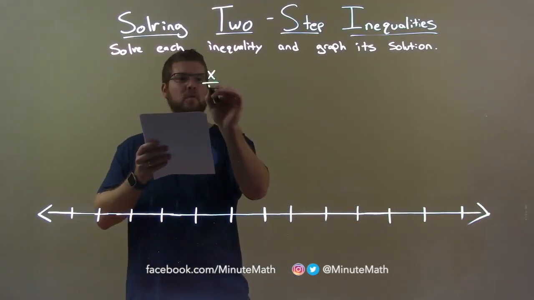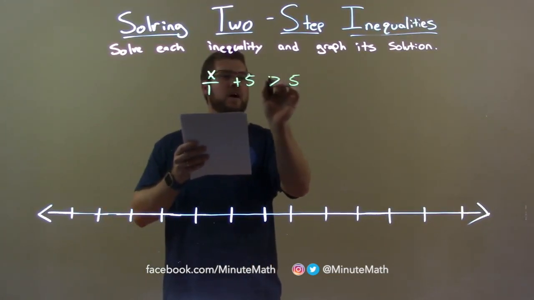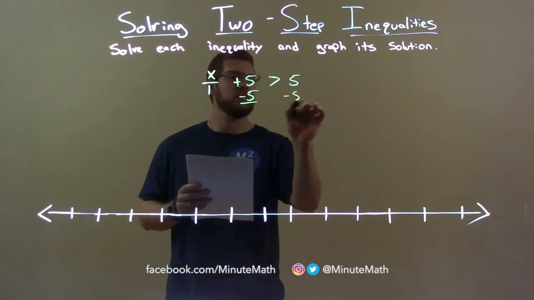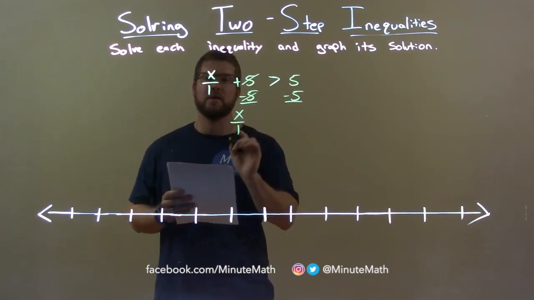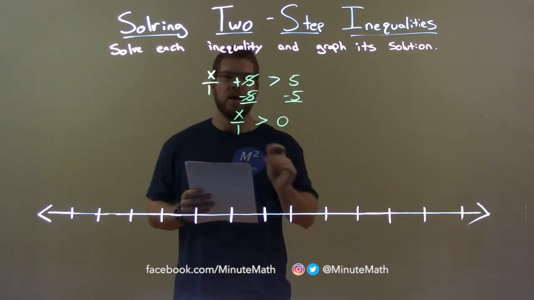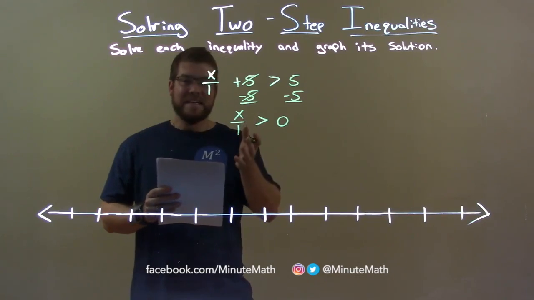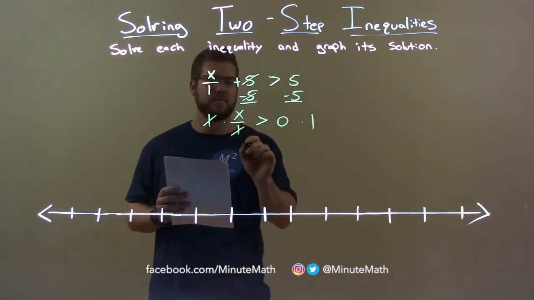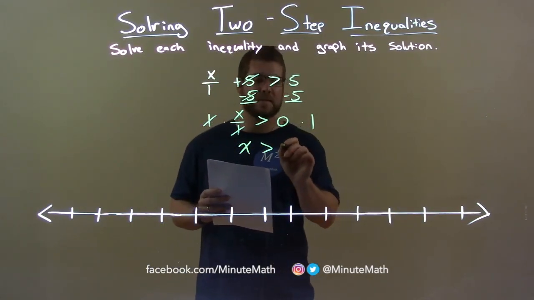x over 1 plus 5 is greater than 5. Okay? First thing I want to do is subtract 5 from both sides. The 5's cancel on the left, giving me x over 1 on the left. It's still greater than, and 5 minus 5 is 0. Now we pretty much are done, but we'll just show the last little step here. We don't really need to divide by 1, but the opposite of that is multiplication. Multiply 1 to both sides, and x is now completely by itself. Still greater than, and 0 times 1 is 0.